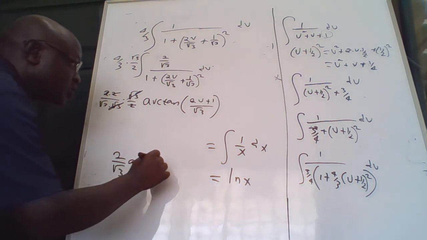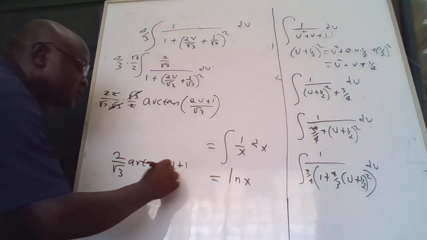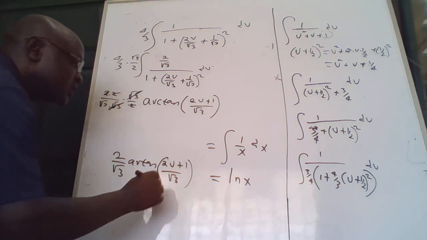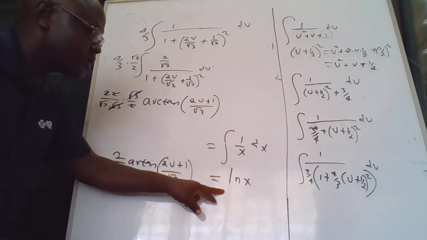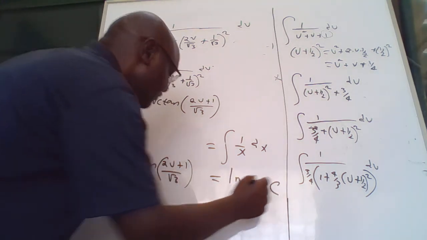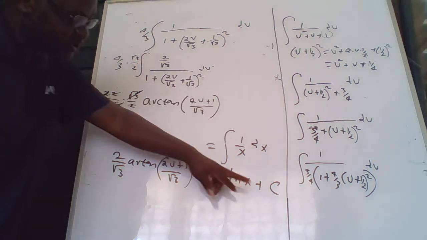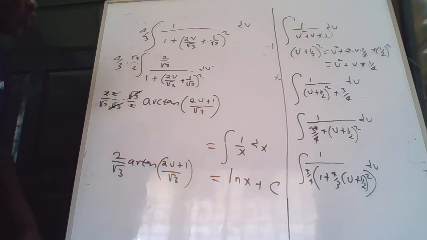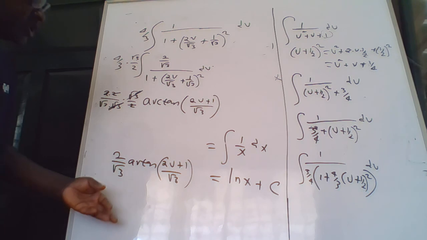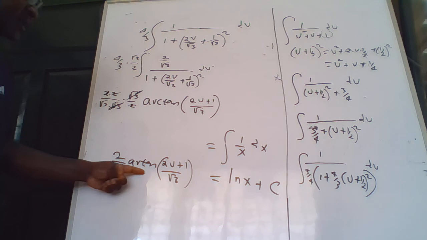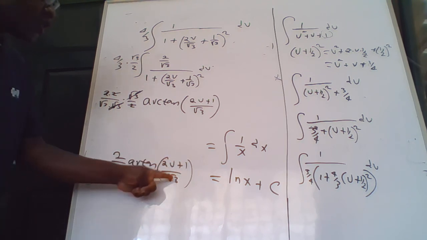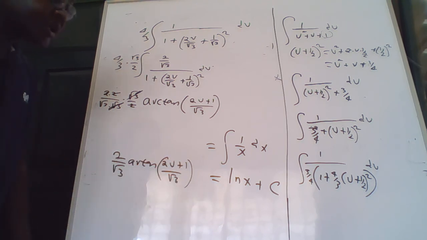Arctan of 2v plus 1 all over root 3 equals ln of x plus a constant of integration. So once we are through the integration, then we add the constant of integration. So the general solution would be 2 root 3 arctan 2v plus 1 all over root 3 equals ln of x plus a constant of integration.